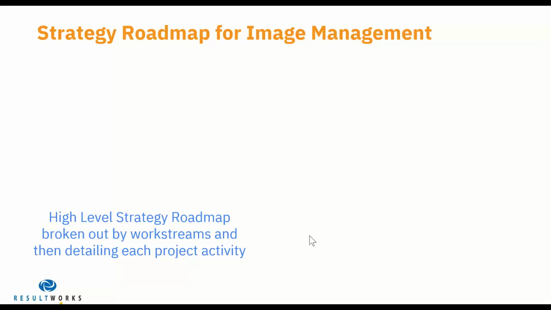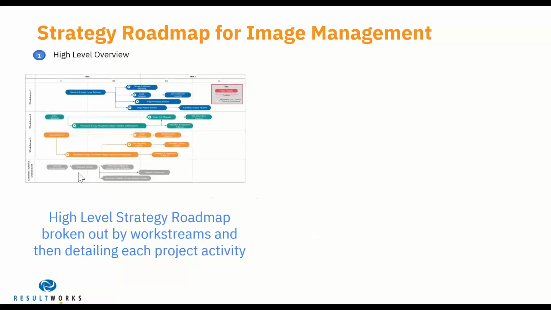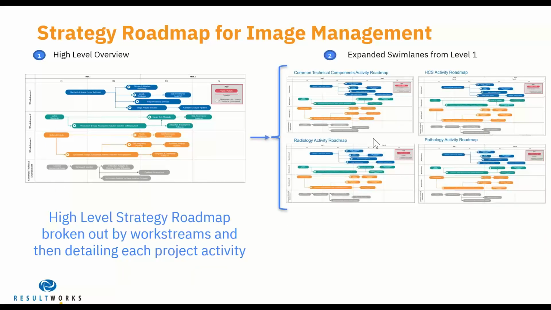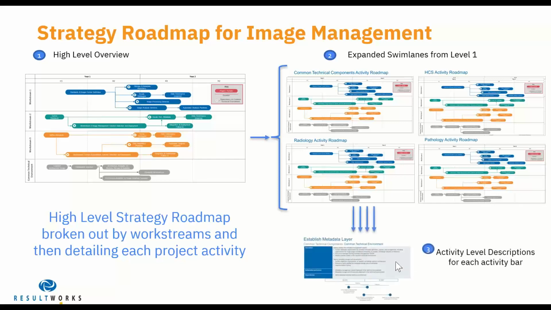We did develop a strategy roadmap as part of this. So we had a high-level roadmap with work streams for each of the modalities and then the common technical environment. These were broken out further into more detail by modality and by the foundational areas. And then each project on the roadmap was broken out into its own project charter or summary level description of the project. So someone picking up the project somewhere downstream would have a starting point indicating what the project should deliver, what it was dependent on, and what the expected outcomes would be of the project.